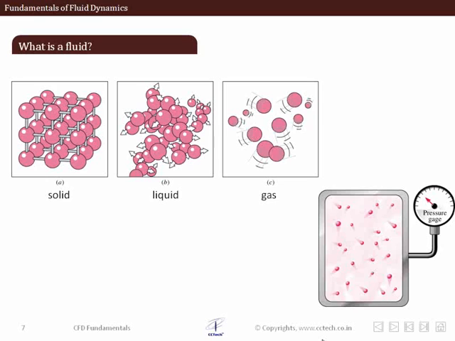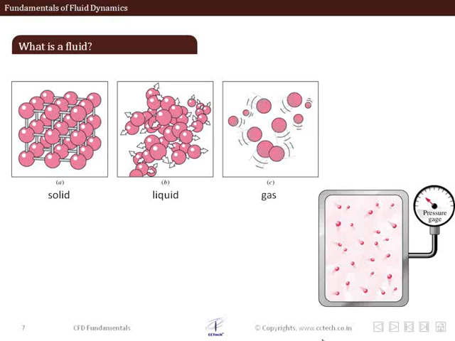Liquids and gases, this picture will help us to understand it in a much better way. In solids, each molecule and atom is very well arranged and they have a very strong attractive force between each molecule, and they are perfectly shaped.